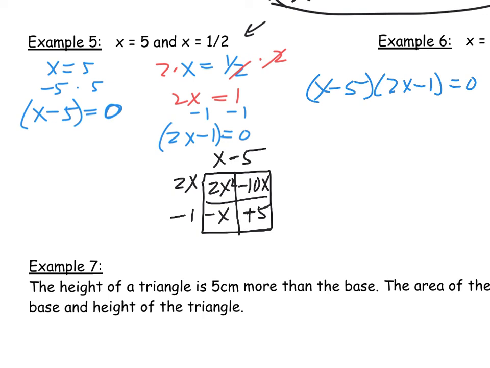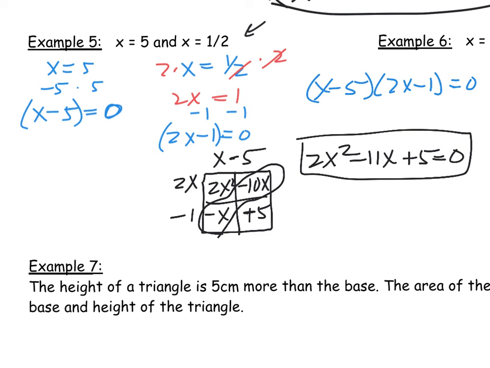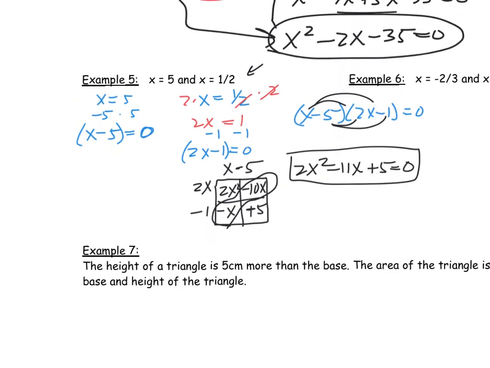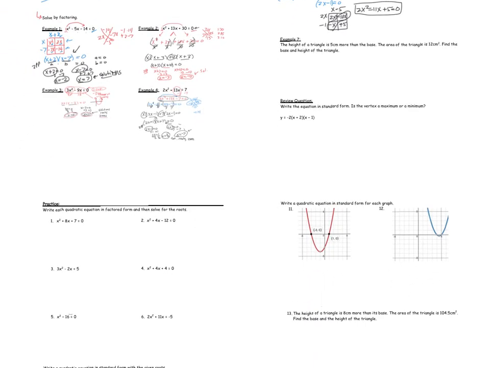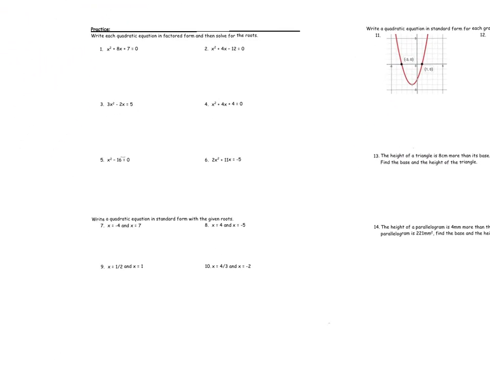So here's my quadratic equation. 2x squared. These are both like terms, so I would add those up, and that's going to give me negative 1 plus negative 10. That's negative 11x plus 5 equals 0. Okay? And that's your quadratic equation in standard form. And you could use the distributive property here twice if you wanted to too. It's the same thing.